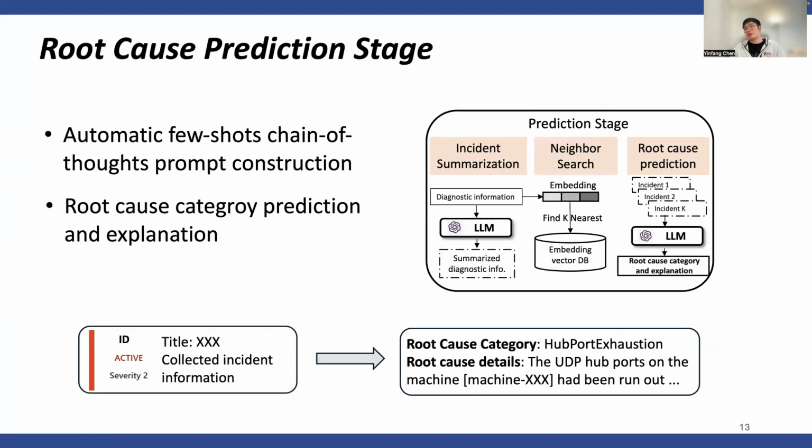So that's for the incident-related information collection stage. And for the root cause prediction stage, basically, we try to construct the few-shot chain of thought prompt automatically. So our core design here is automatic few-shot chain of thought prompt construction. However, it is not that easy. The input of this stage is the incident data we collect from the previous stage. And the output is the root cause category we want to predict, and also the root cause details, like the explanations returned from the large language model.